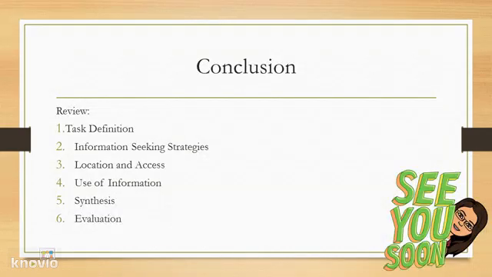All right, so those are the steps for the Big 6 research process. It isn't too hard because these are the steps that all research follows in one way or another. Remember, it is task definition, information seeking strategies, location and access, use of information, synthesis, and evaluation.